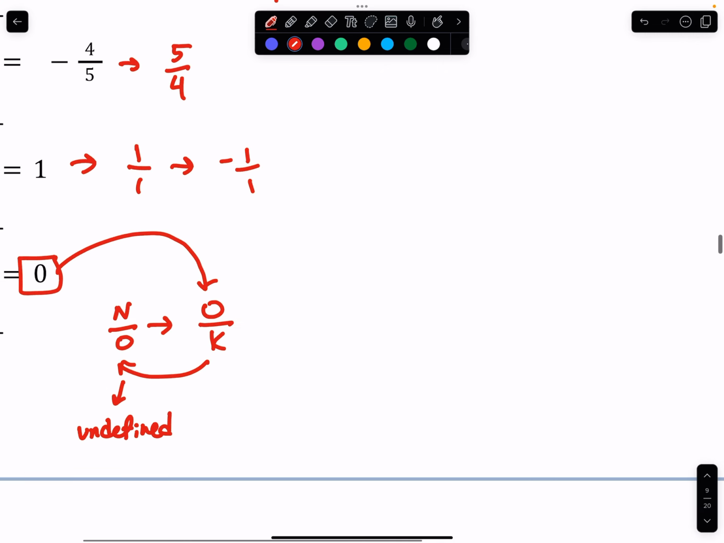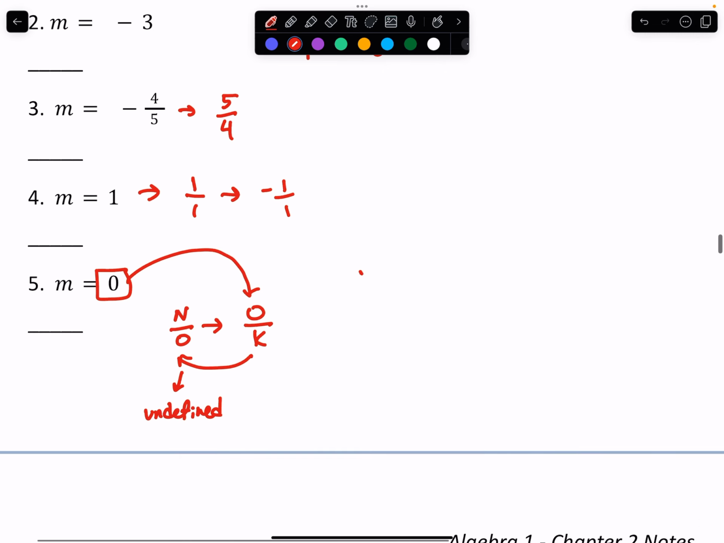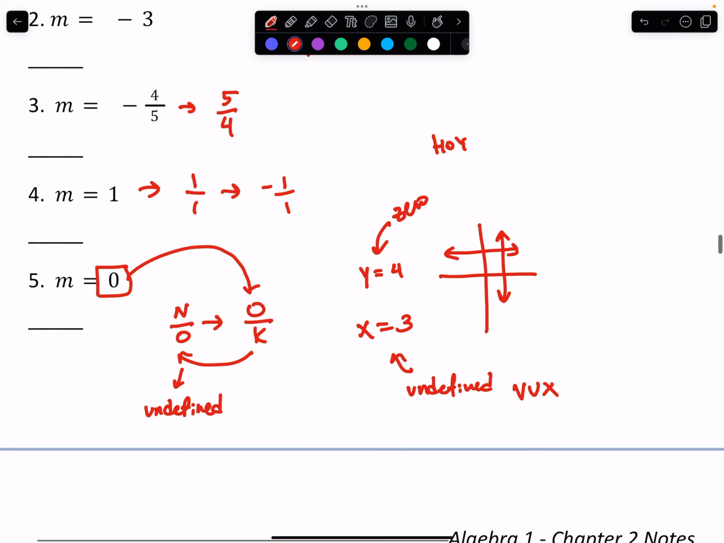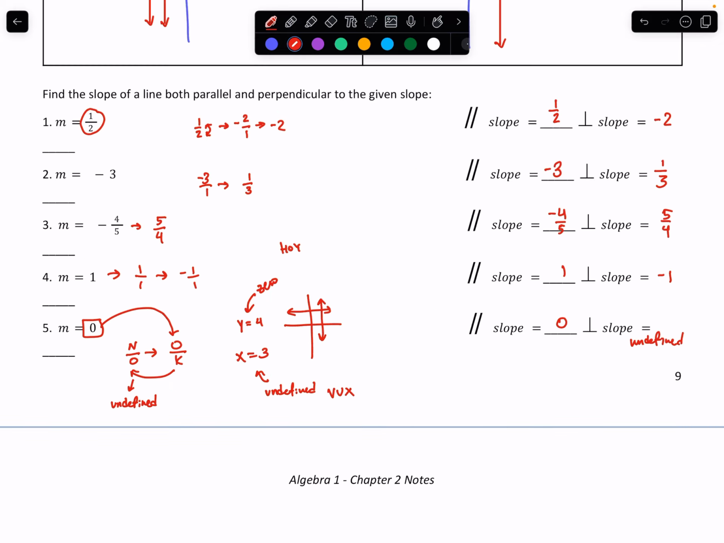And we talked about the other day, right? If you ever have y equals a number, that is going to be what kind of line? That is a horizontal line. However, if you have x equals a number, that is going to be a vertical line. Horizontal lines have a slope of 0, because remember, "hoi." Vertical lines have an undefined slope. And one way to remember that is "vux," right? So that's how you can also tell that "hoi" and "vux" are going to be opposite reciprocals of each other. Okay, moving on to the next page.